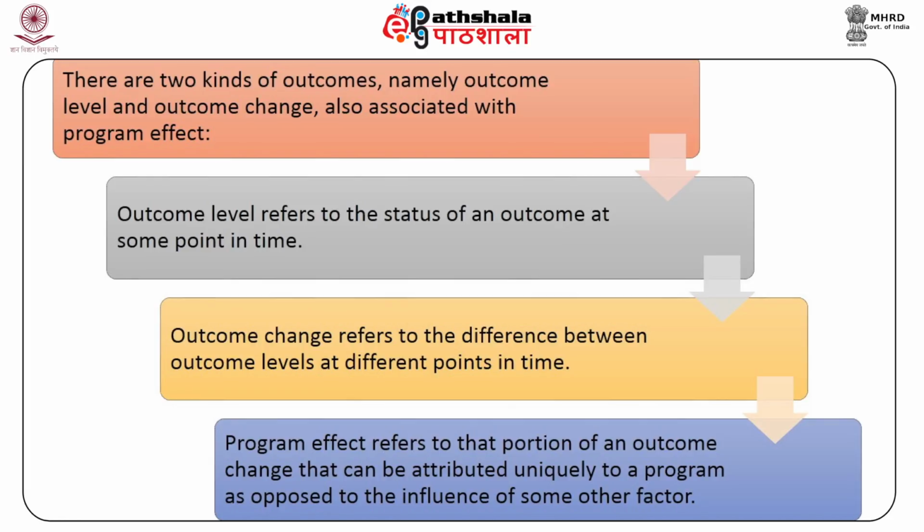Program outcomes are the observed characteristics of the target population or social conditions, not of the program. Thus, the concept of an outcome does not necessarily mean that the program targets have actually changed or that the program has caused them to change in any way. There are two kinds of outcomes, namely outcome level and outcome change, also associated with program effect. Outcome level refers to the status of an outcome at some point in time. Outcome change refers to the difference between the outcome levels at different points in time. Program change refers to that portion of an outcome change that can be attributed uniquely to a program as opposed to the influence of some other factor.